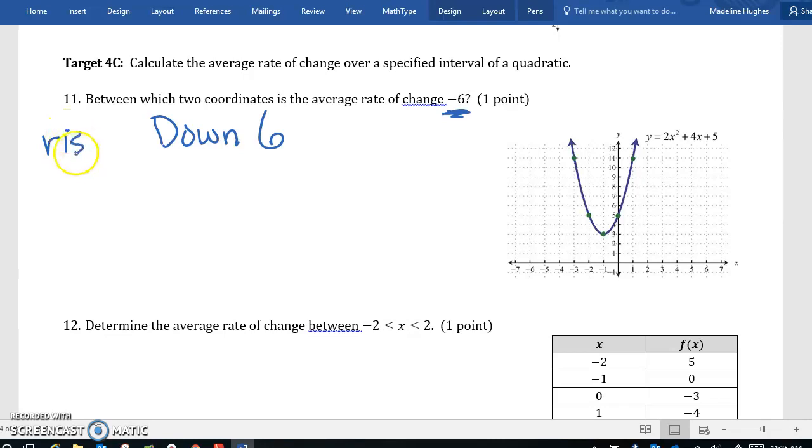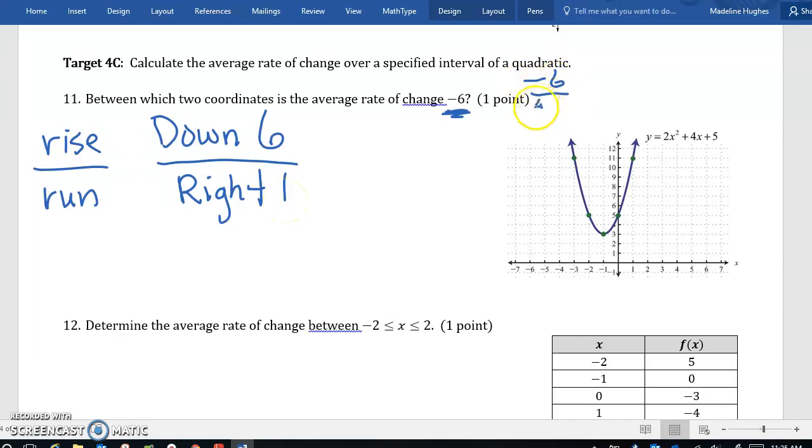Because that's our rise, and then we'll look over our run, same as the slope. So if we're going down 6, that's because of that -6. And then we will go right 1, because -6 is the same thing as -6 over 1. So that negative is how we get the down 6, and the 1 is really positive, so that's how we get right 1.